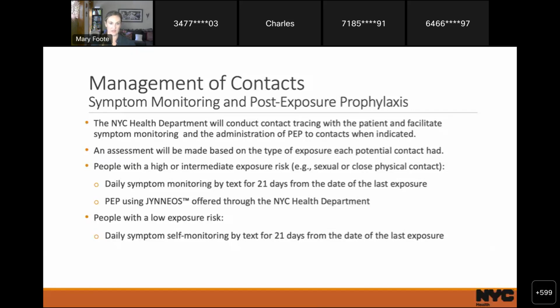And so those with the intermediate or high risk would get daily symptom monitoring by text for 21 days from the date of last exposure. And then we are currently offering post-exposure prophylaxis through our designated vaccine site, which we will arrange directly with the patients or contacts. With low exposure risks, we just recommend daily self-monitoring by text for 21 days from the date of the last exposure. Next slide.